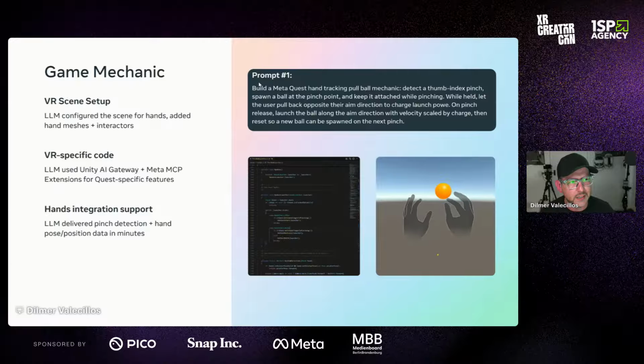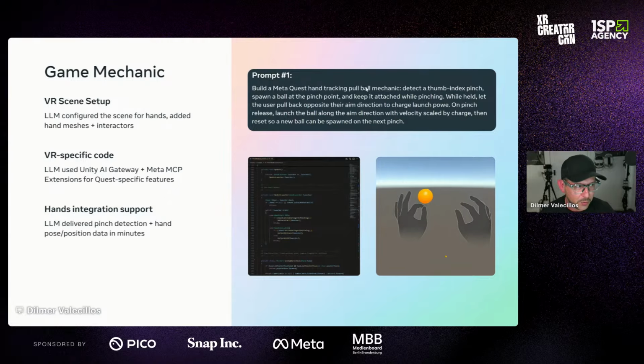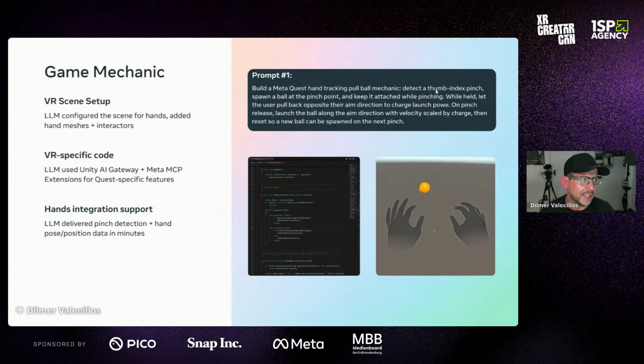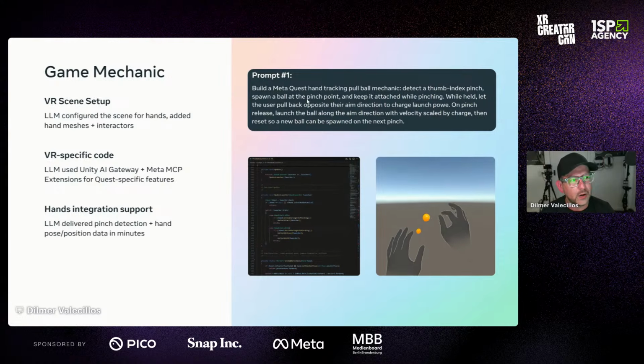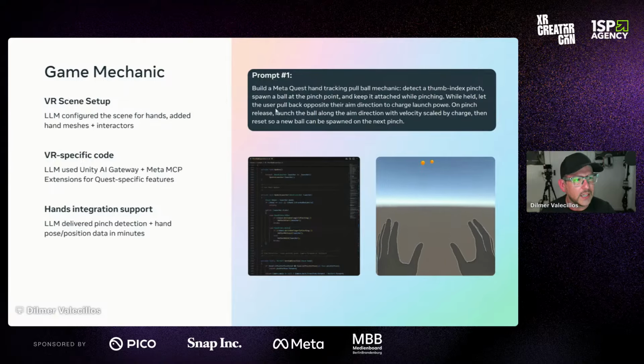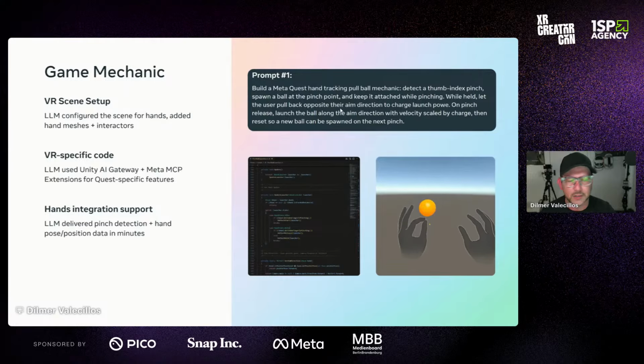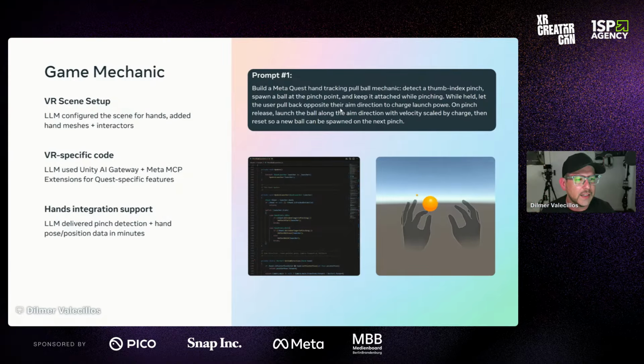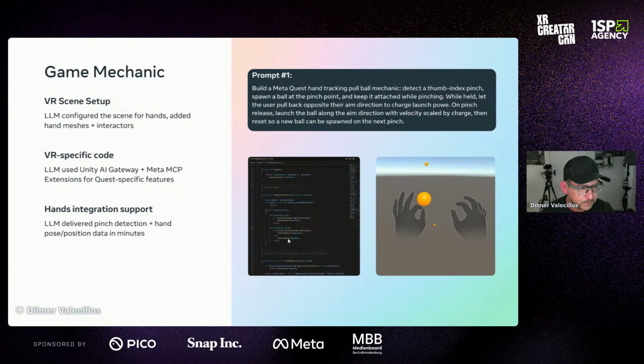So here's basically the prompt: build a Meta Quest hand tracking pull ball mechanic, detect a thumb index pinch, spawn a ball at the pinch point, and keep it attached while pinching. And then while you hold it, let the user pull back to the opposite. So I basically told it what I wanted to do, and this is the code that got generated.